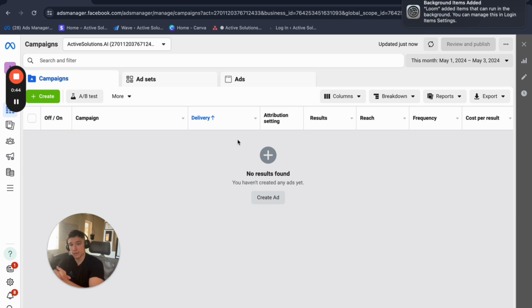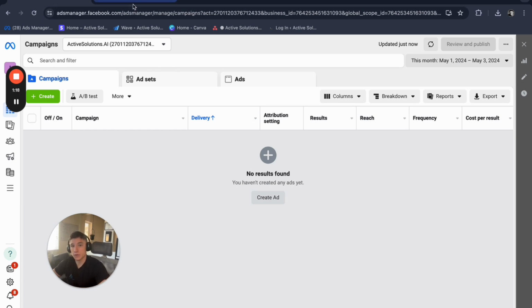Also, my name is Ashton. I'm the founder of Active Solutions AI. I've generated probably a little over $10 million across various different industries from Facebook alone. I only say that because I don't want anybody to think I'm talking out of my ass. I've been doing this for a while, and I would consider myself to be somewhat of an expert. And whether or not people agree, that's on them. But I do want to dive into this and show you guys how you can leverage the algorithm so that it works in your favor and you can make your ads much more profitable.